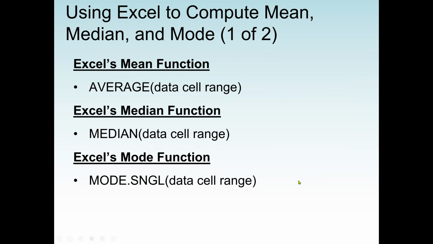So in Excel, we can find the mean using the average function, then with the range of the cells. Range of cells means, again, we have to select all the values we have. Now, if we want to find the median, we use the median function. And if we want to find the mode, we also use the mode function.